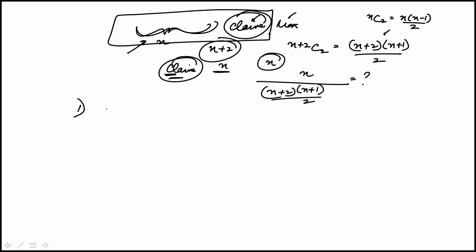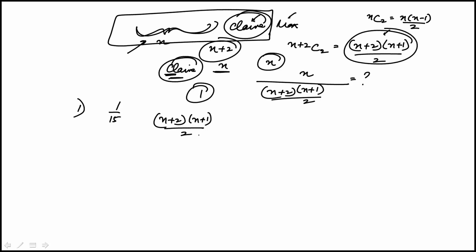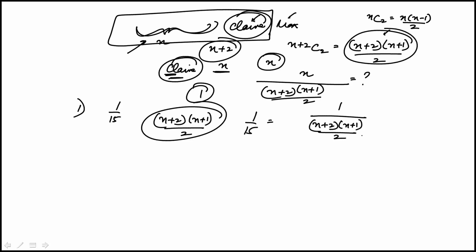So I'll start with statement 1. The probability that the 2 people selected will be Claire and Max is 1/15. So again, the number of ways I can select 2 people is (n plus 2)(n plus 1) over 2. And the number of ways out of that where both are Claire and Max is just 1. So our probability of 1/15 has to be equal to 1 over the total number of ways I can select 2 people, and this is 2 over (n plus 2)(n plus 1). If you cross multiply, you get this equation, and you'll see that this will give you a unique value for n.